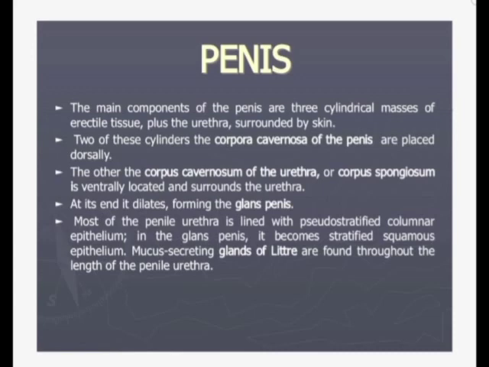The corpus spongiosum enlarges proximally to form the bulb of the penis. Distally it expands to form a cup-shaped enlargement which is called the glans penis, which forms a cap over the conical ends of the corpora cavernosa.